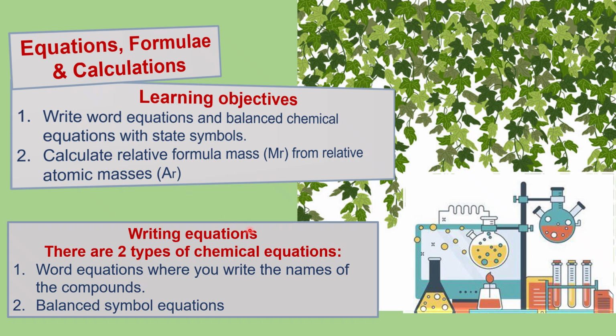When writing equations, there are two types of chemical equations. Either word equations, where you write the names of the compounds, for example water or calcium hydroxide. You write them in words. The other way to write a chemical equation is by writing balanced symbol equations. Instead of water, you say H2O. Instead of calcium hydroxide, you write the symbols or the formula, Ca(OH)2.